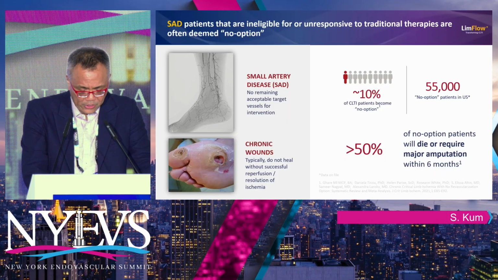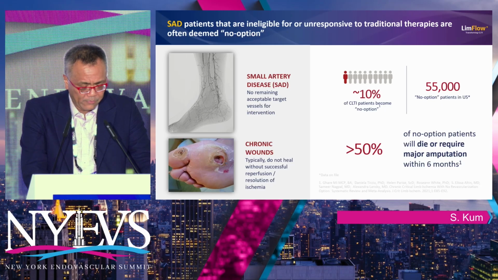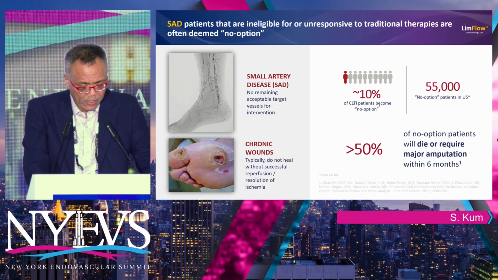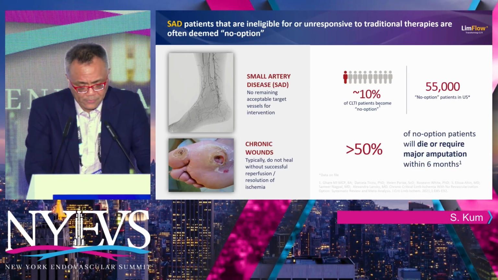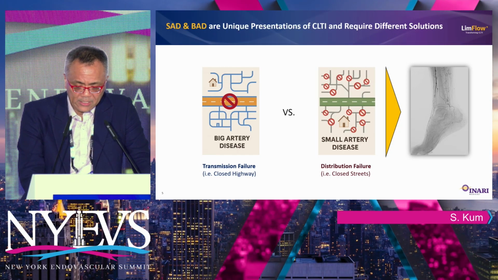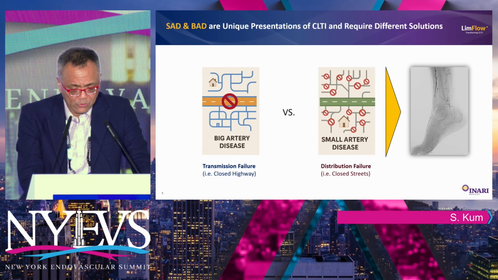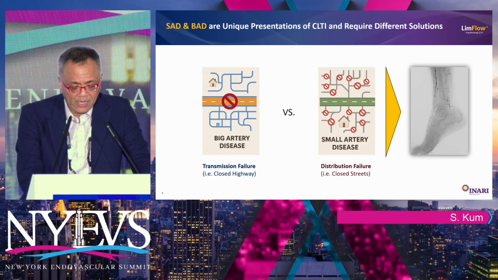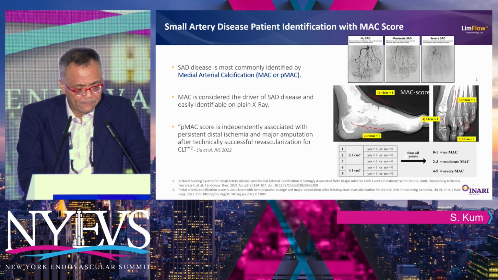And that leads to not just gangrene, but also leads to the debilitating problem of chronic wounds. Big artery disease versus small artery disease, a typical angiogram looks like this. You don't have an artery on the distal end that you can bypass or land a wire and pass a balloon.